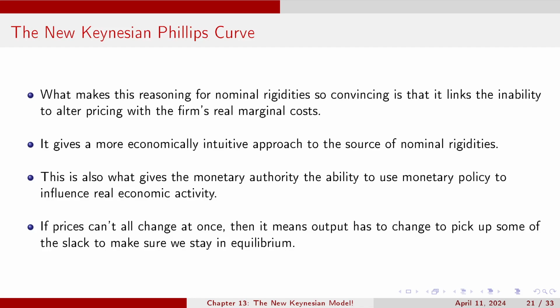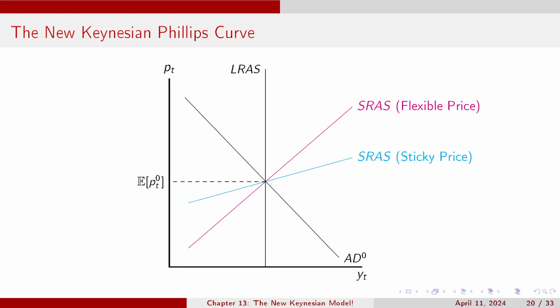if prices are not totally flexible, because here, prices are totally flexible. Here, they're really sticky. So if demand were to move along this blue short-run aggregate supply curve, prices don't move very much, output moves a ton.